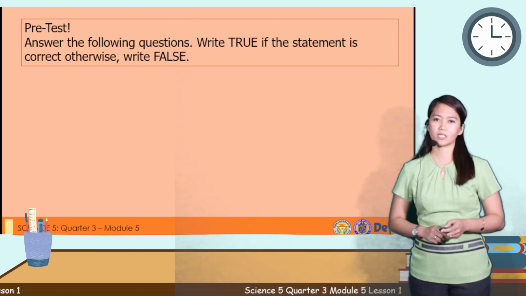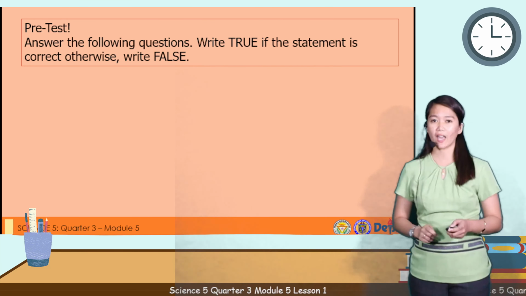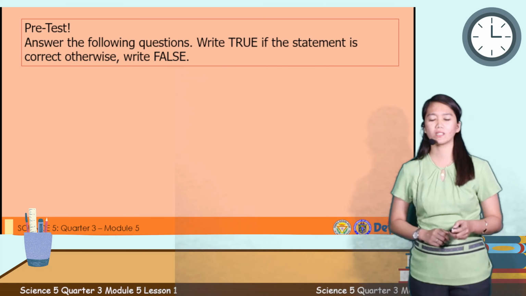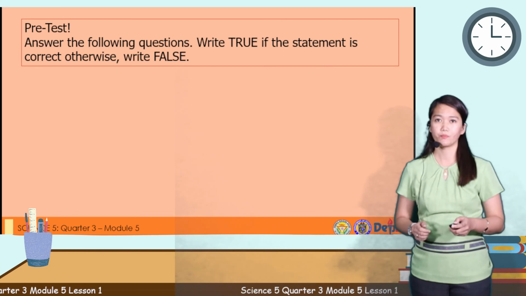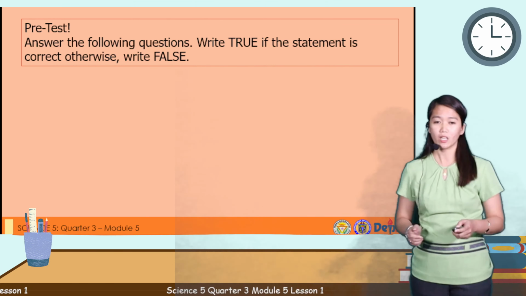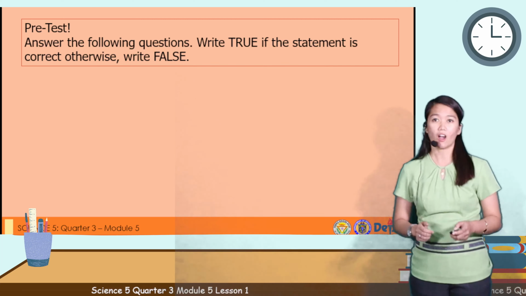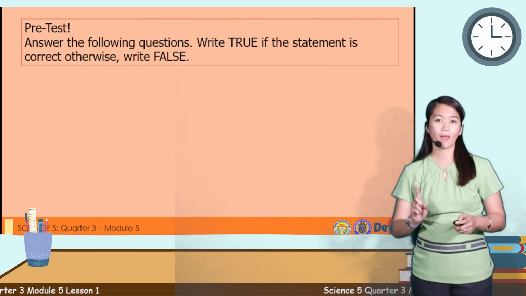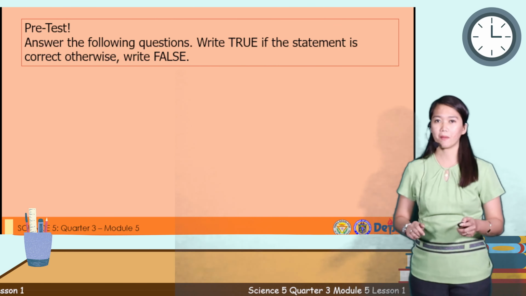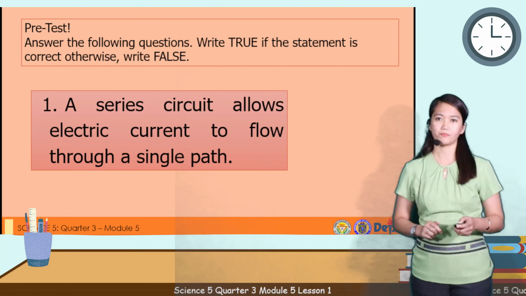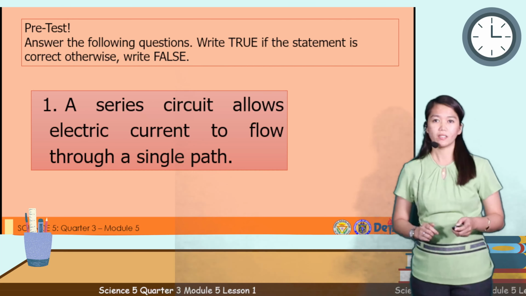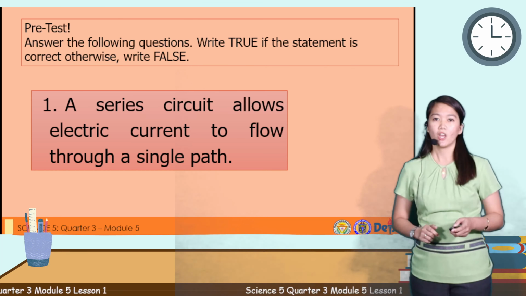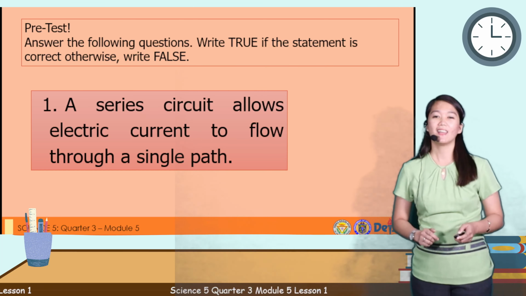But before we proceed with our lesson, let us have a quick recap on our previous lesson. So you are going to answer the following questions. You are going to write true if the statement is correct. Otherwise, write false. So learners, please prepare your pen and paper. Number 1. A series circuit allows electric current to flow through a single path. Your time starts now.